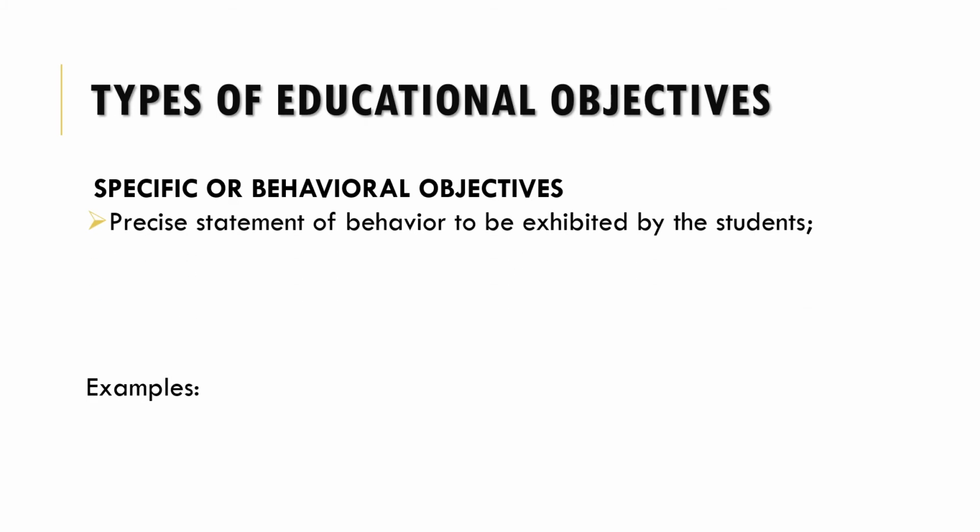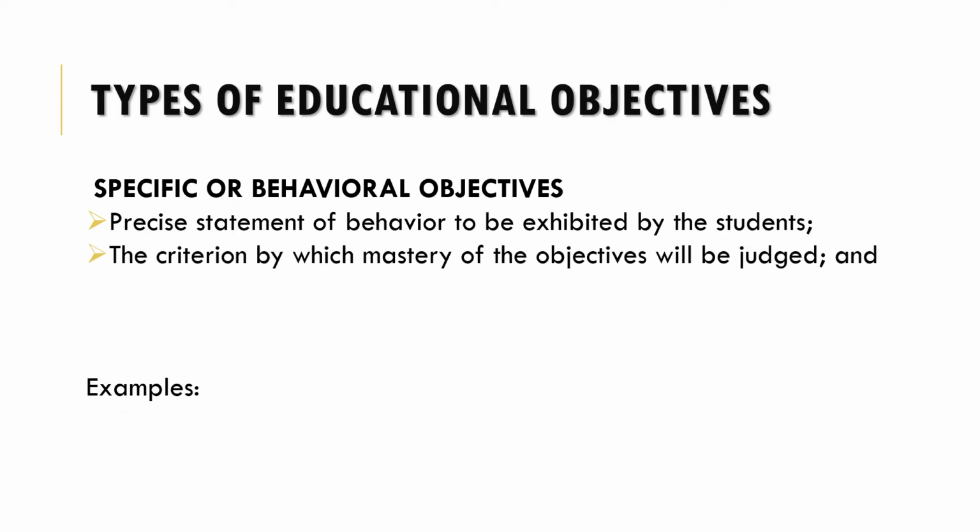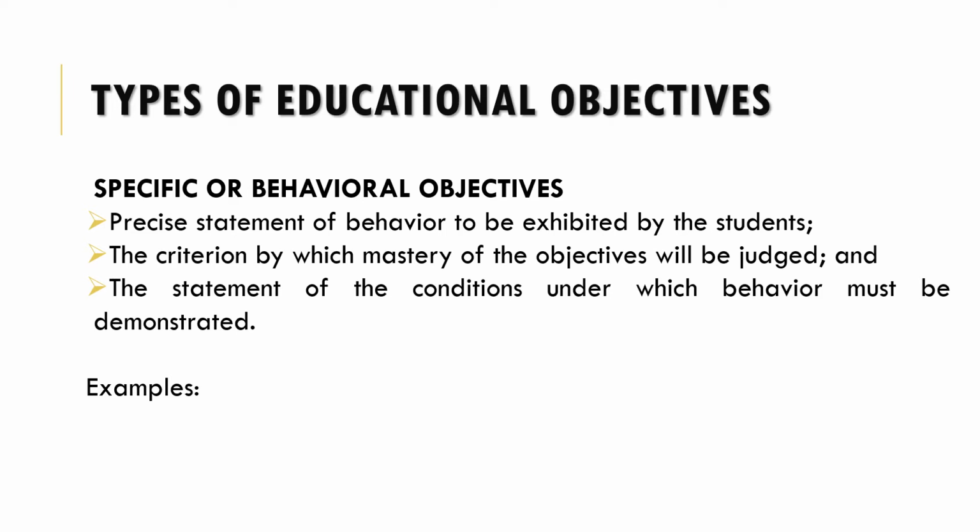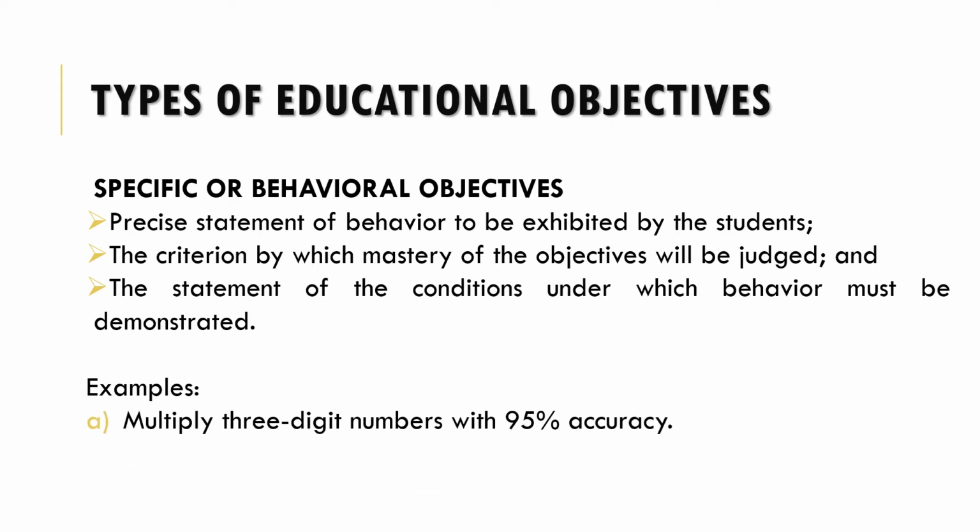According to here, it is a precise statement of behavior to be exhibited by the students. Precise statement, not precise, specific. So the criterion by which mastery of the objectives will be judged. And okay, and the statement of the conditions under which behavior must be demonstrated. Example, multiply three-digit numbers with 95% accuracy.